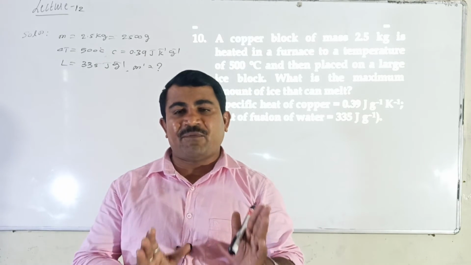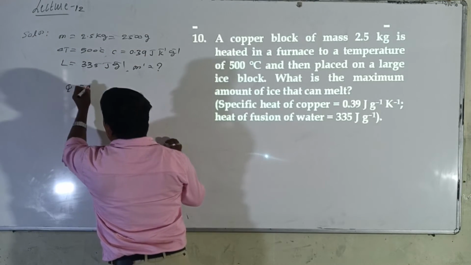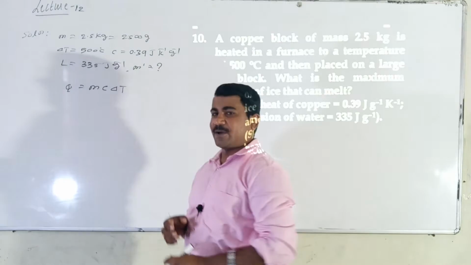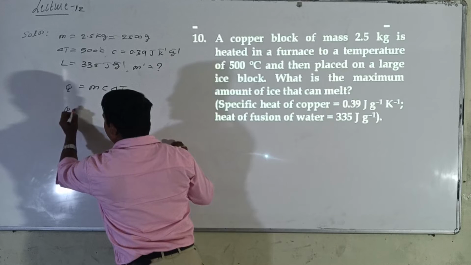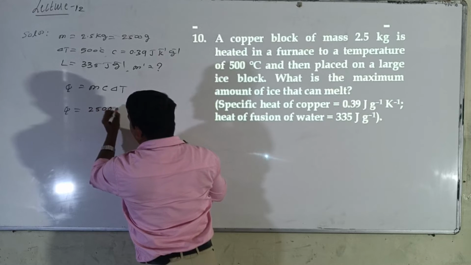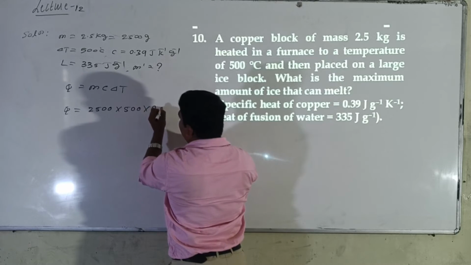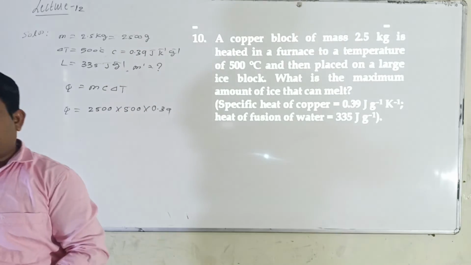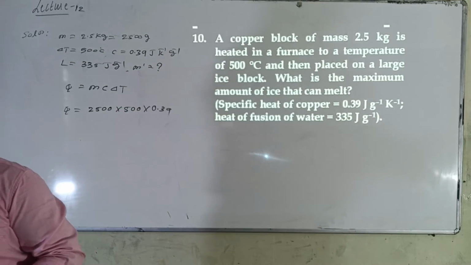We know the amount of heat energy is given. See here. What is the amount of heat energy? The amount of heat energy is equal to mass into specific heat capacity into change in temperature. Are you following me? Right? Then see here, all values are given. Mass is given, C is given, change in temperature is given. How much mass is there? 2500 gram. Change in temperature is 500. What is the specific heat capacity? It is 0.39. Right? Then just calculate it. What is the Q value? See here, the Q value is 487500.